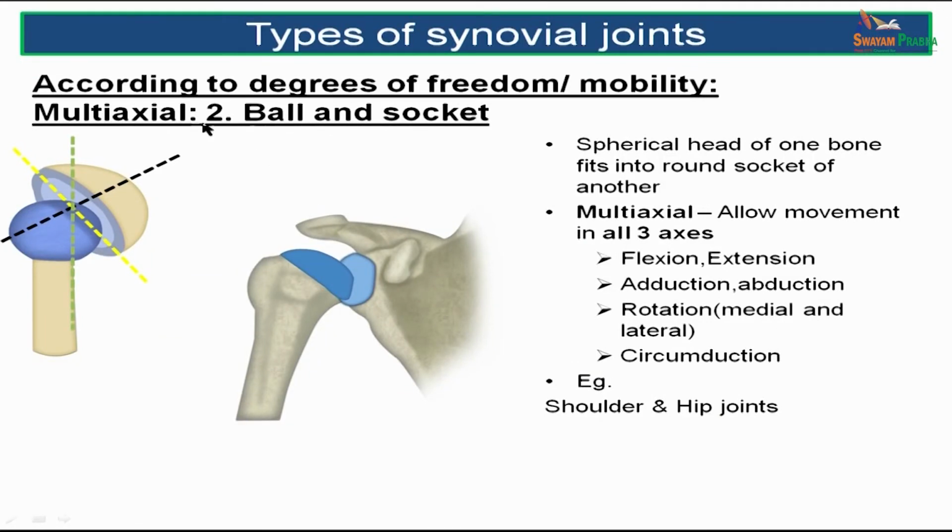The second variety of multi-axial joint is the ball and socket joint. Here we have a nice spherical head which fits into a concave socket of the other bone, allowing free movement in three axes. So, we can see in the diagram we have three axes of movement: flexion extension in one axis, adduction abduction in the other axis, rotation in the third axis, and a combination of all these movements called circumduction can also occur. Where do we get such joints? We get them in the shoulder and the hip joint.